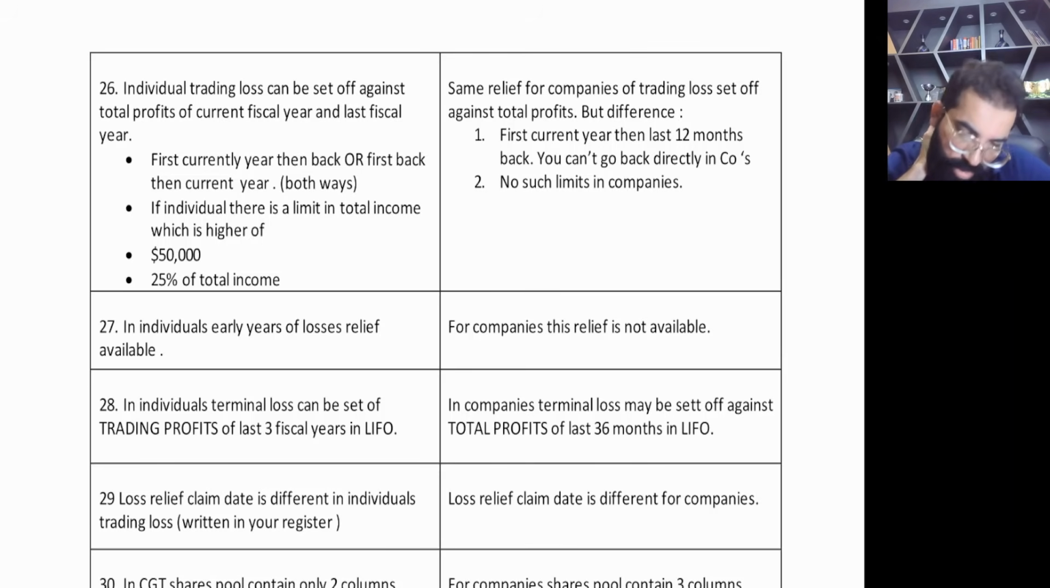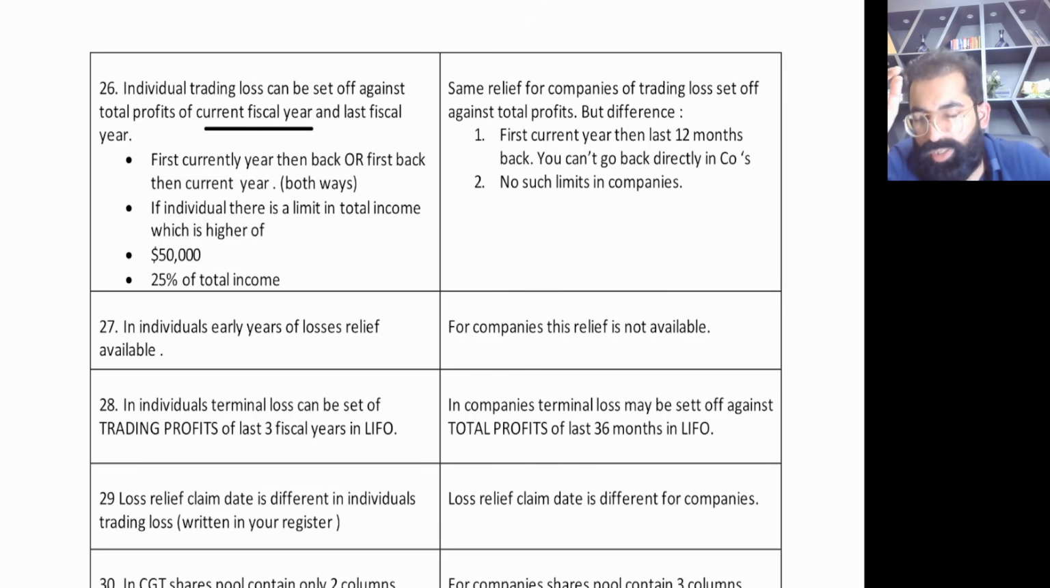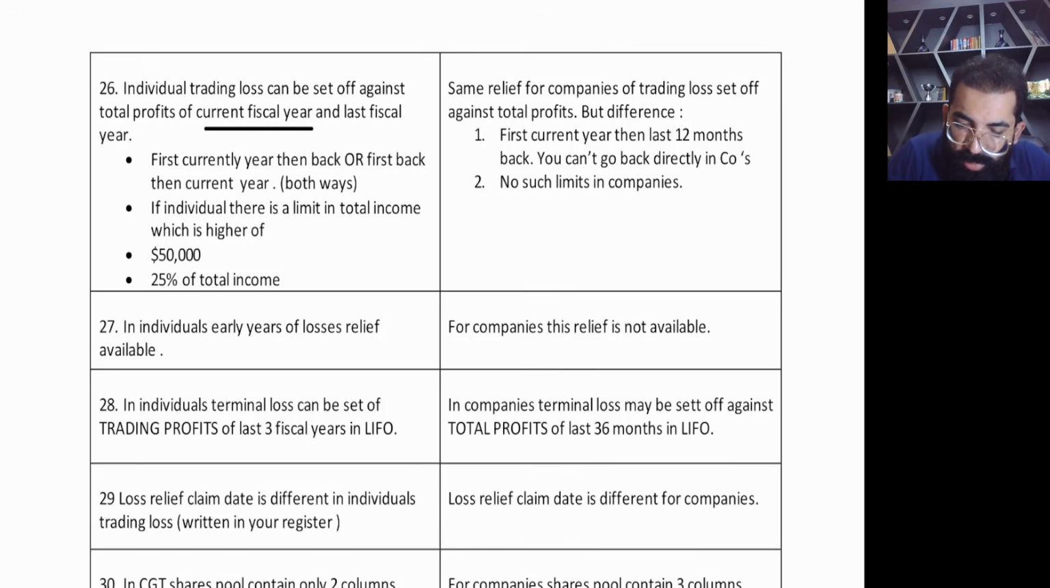Then for individuals, trading loss can be set off against total profit of the current fiscal year and last fiscal year. First current year then back, or first back? Both ways are possible. In individuals, the trading loss can directly kill your current year total income and then carry it back, or first carry it back and then current. And there is a restriction for individual trading loss. Remember, the higher of 50,000 and 25% of total income.